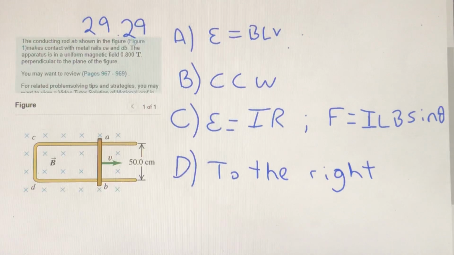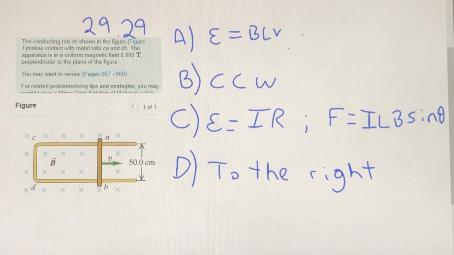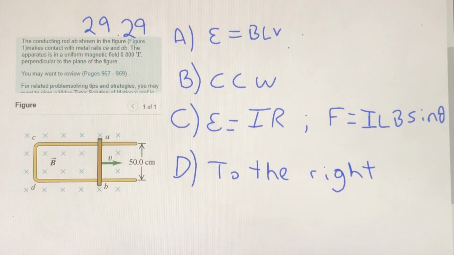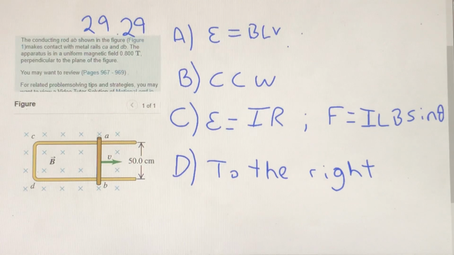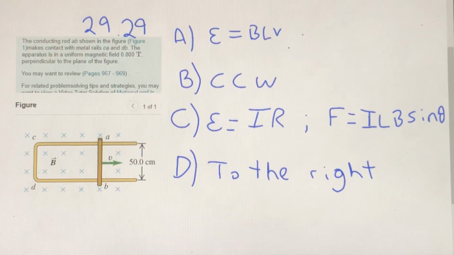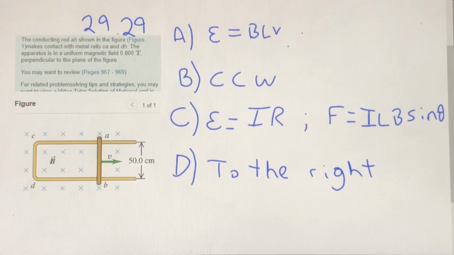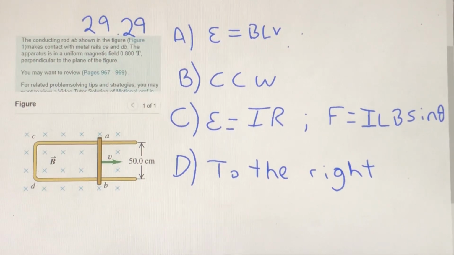B is asking, what direction does the current flow in the rod? Since the magnetic field is pointing into the page, using Lenz's law, we know that the induced field has to point out of the page, and with the right hand rule, we know that for it to point out, it needs to be counterclockwise.